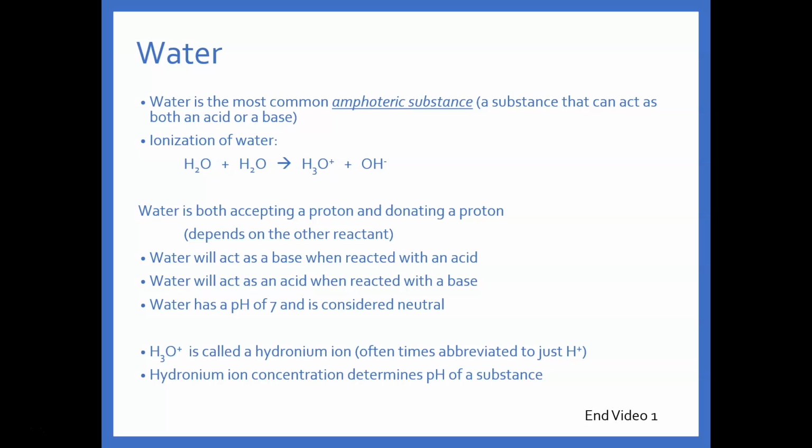Water does have a pH of 7, which means we consider it neutral. So it produces that hydronium ion, the H3O plus. Oftentimes you're going to see me just abbreviate it as H plus to save time, but either is technically correct. And the hydronium ion concentration is what determines the pH of the substance. So the concentration of hydronium is why water has a pH of 7 and why acids and bases have the pHs they do. We're going to be diving more into that in our next video.